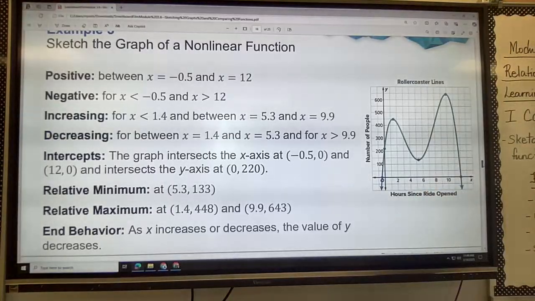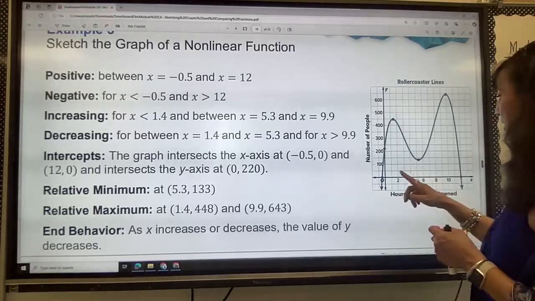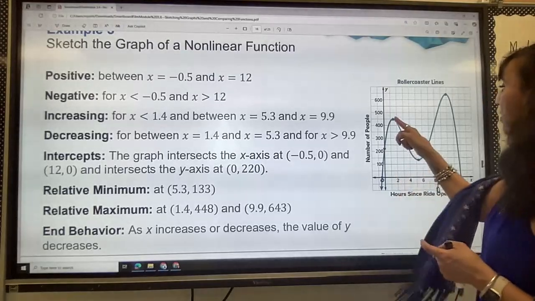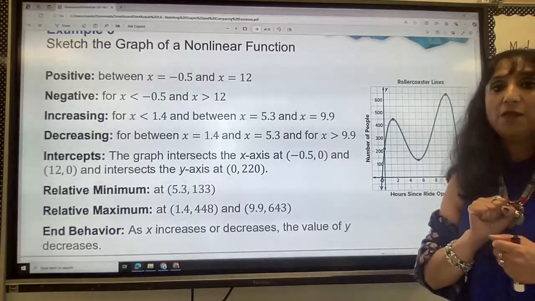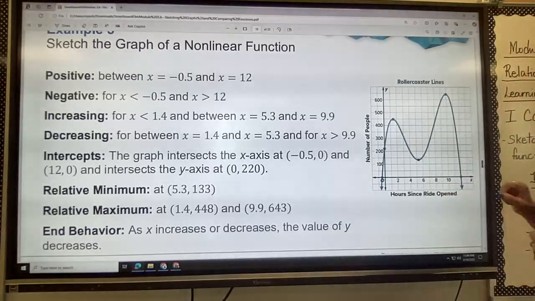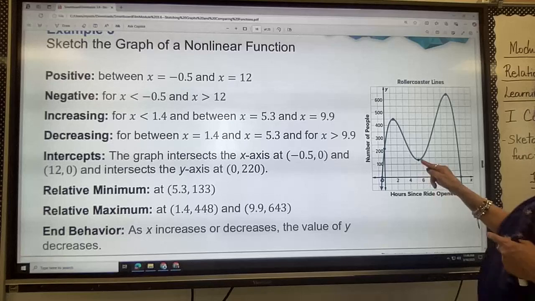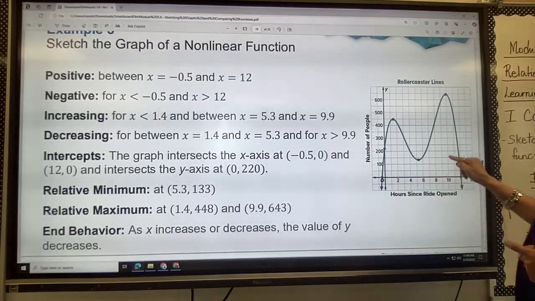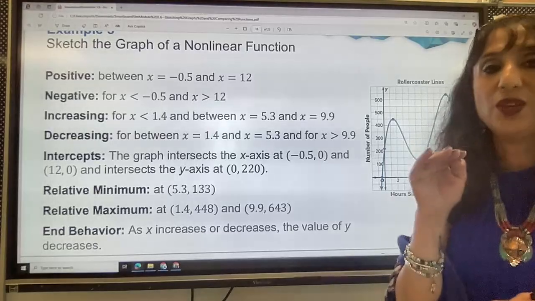So let's look at what they said again. For x less than 1 4/10, which is here, right? So everything till here, look, it's increasing. And then between x equal to 5 3/10, this is 5 and 3/10, and all the way to 9 9/10, which is up there. So yes, that is where it is increasing.